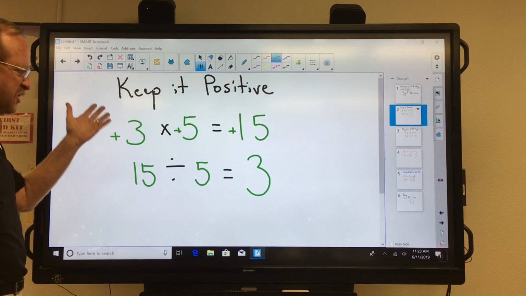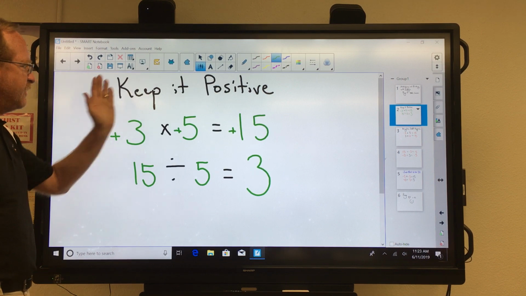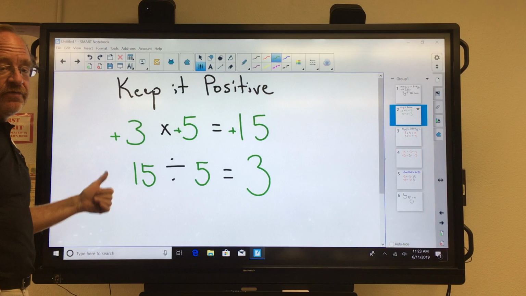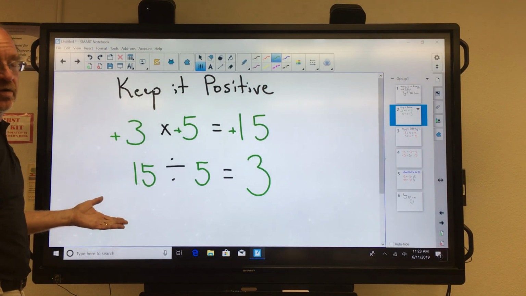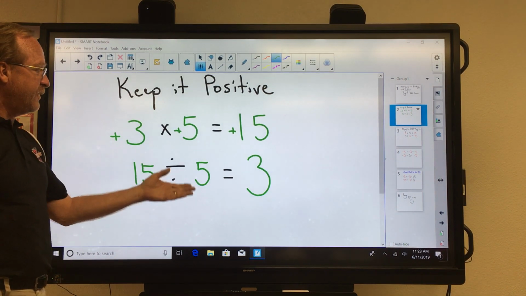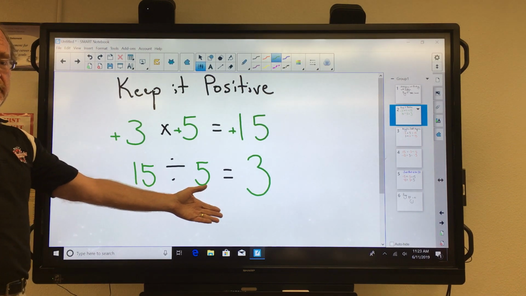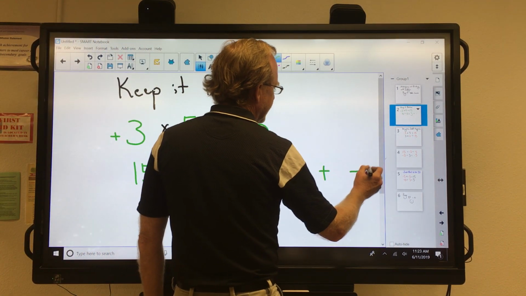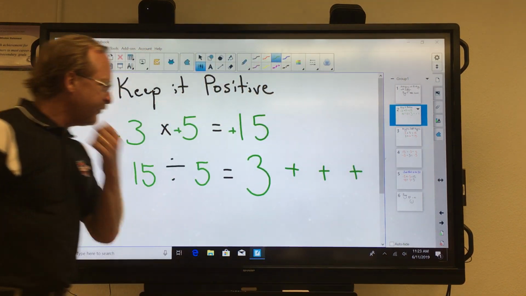So just, if you have a positive times a positive, the answer is positive. 3 times 5 is 15. Same for division. Again, you've been doing this probably your whole life. If you have 15 divided by 5, it's equal to 3. So easy. If it's positive and a positive, the answer is going to be positive.